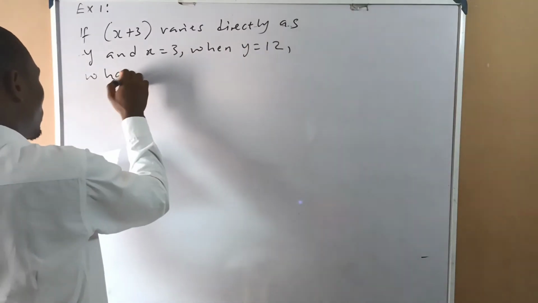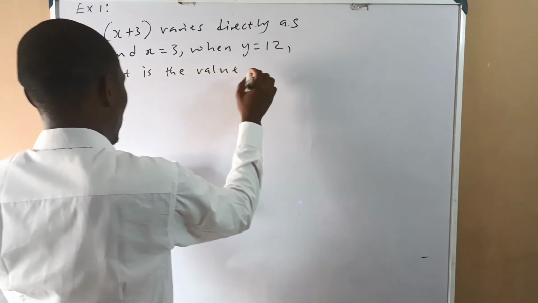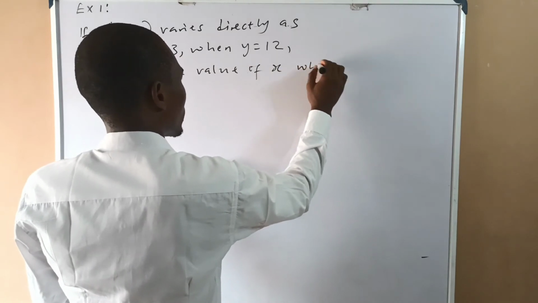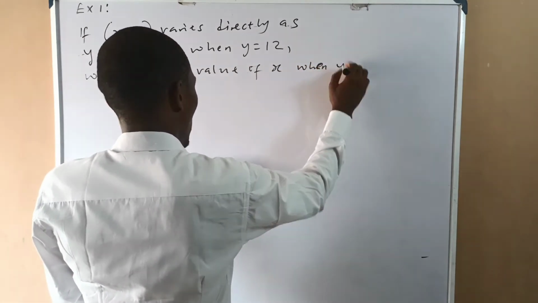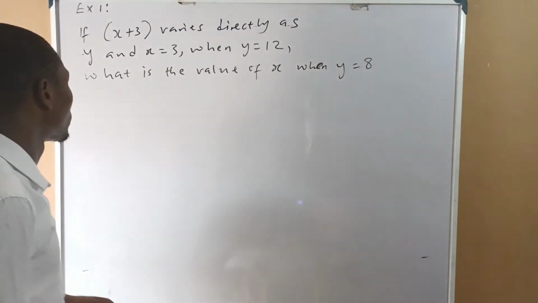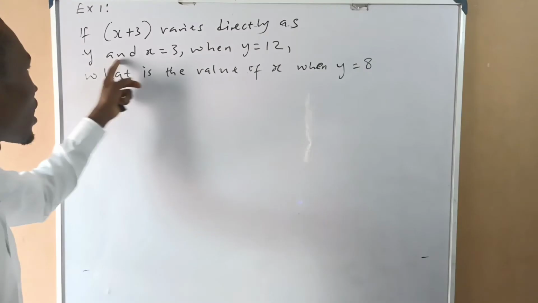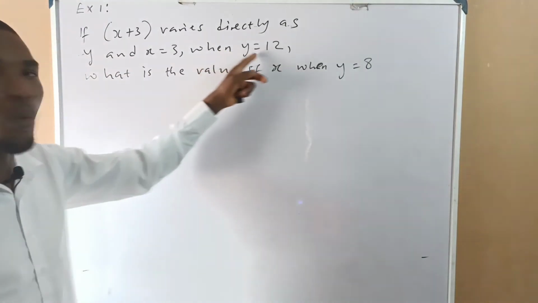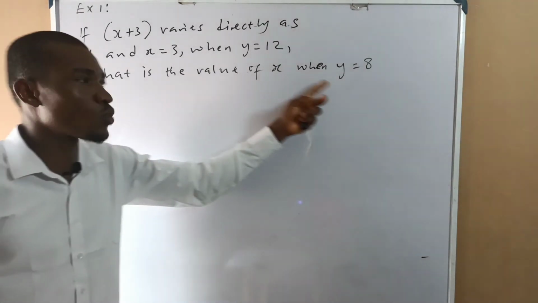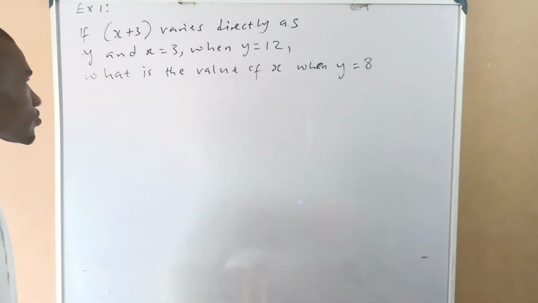So the question says, what is the value of x when y is equal to 8? All right, this is a given question. They say if x plus 3 varies directly as y and x is equal to 3 when y is equal to 12, we are asked what is the value of x when y is equal to 8. How do we solve this given question?